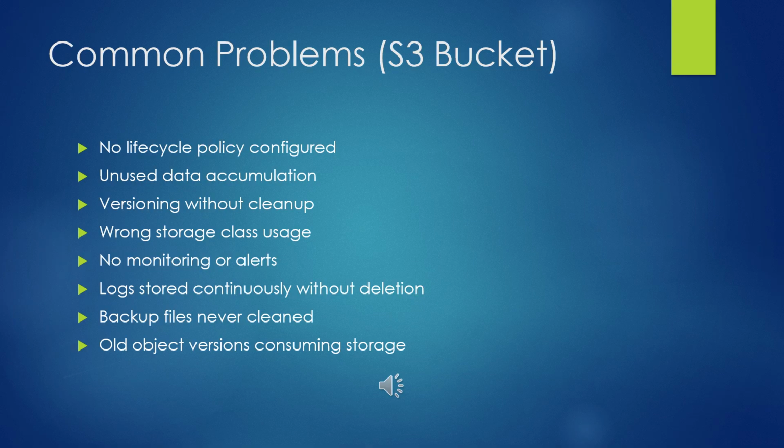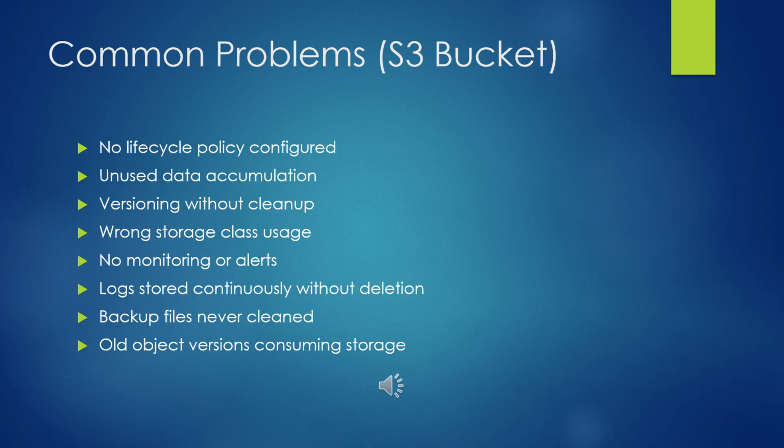Example 4. S3 Bucket is publicly accessible due to misconfigured permissions, leading to data exposure risk. Example 5. Large files are uploaded without using multipart upload, causing failures and slow performance. Example 6. No encryption is enabled, so sensitive data is stored without security compliance.